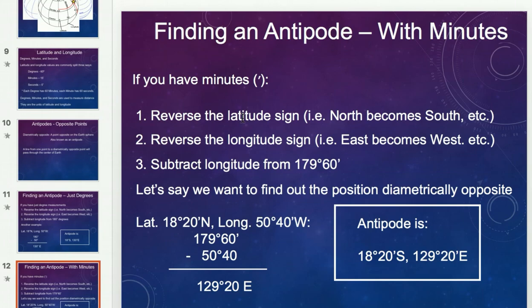Okay, so you're doing the same thing. First thing you're doing is reversing your latitude and longitude signs. So north becomes south, south becomes north, east becomes west, west becomes east. Always do that first. When you first see something, go ahead, scratch this out, change it to south. I just write it above it, or you can just write it to the side, which you'll see in a second.